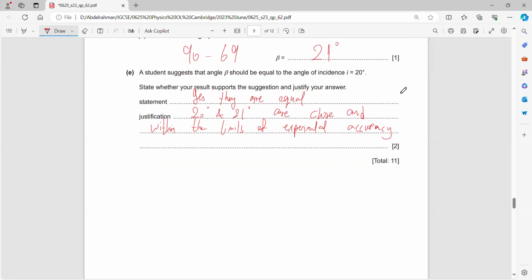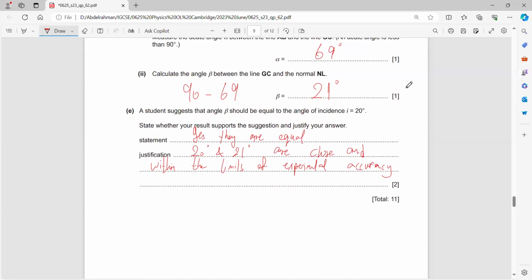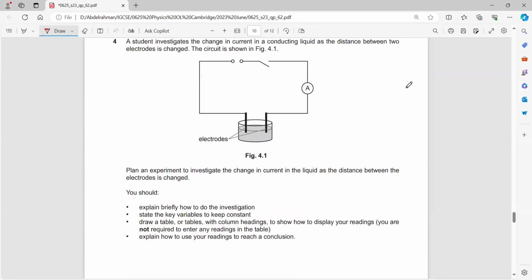They are close and within the limits of experimental accuracy. Moving on to the investigation.